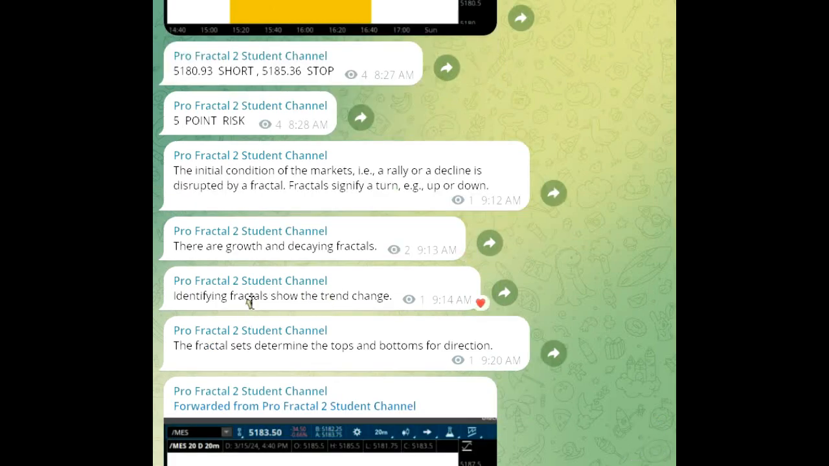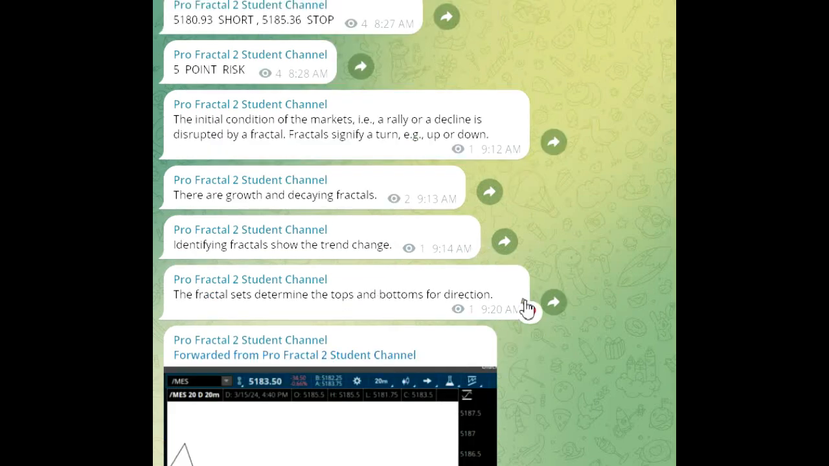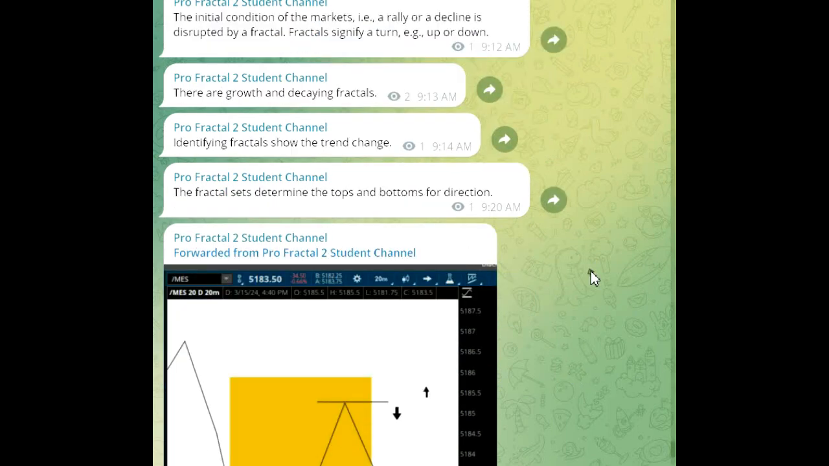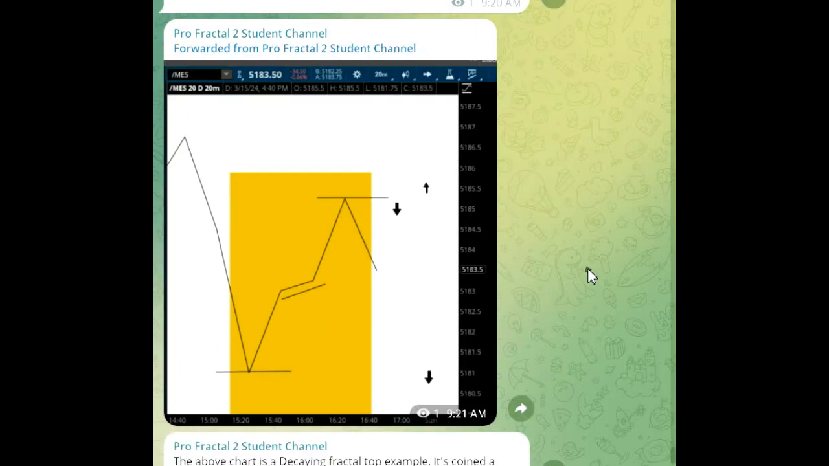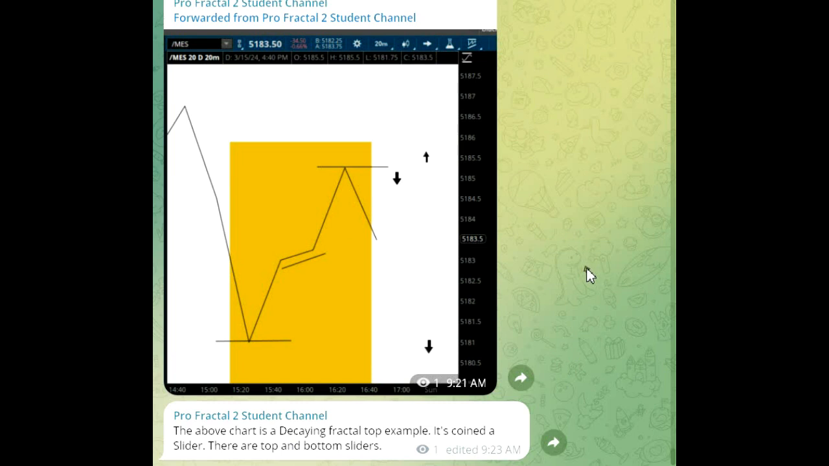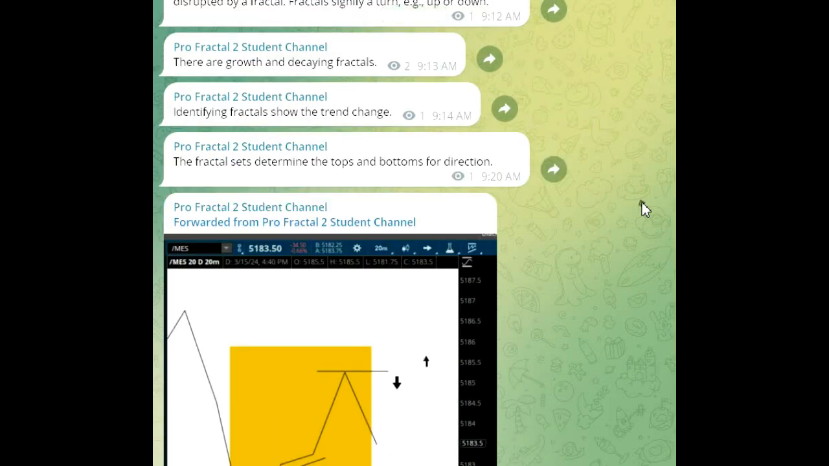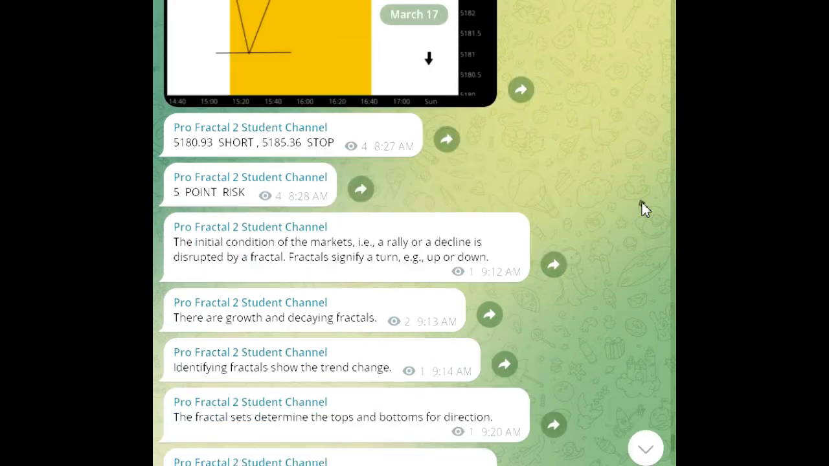Identifying the fractals will show you the trend change. For example, you see a top coming, you see a bottom coming. Fractal sets determine the tops and bottoms for direction on the market. Again, here's a slider there. That's an example of a decaying fractal top. It's coined a slider.